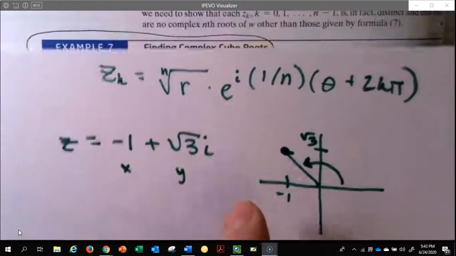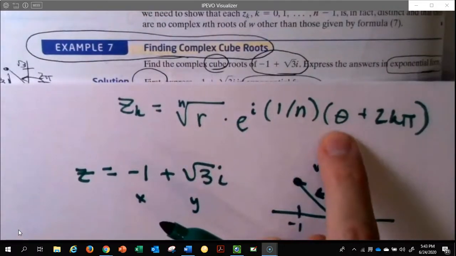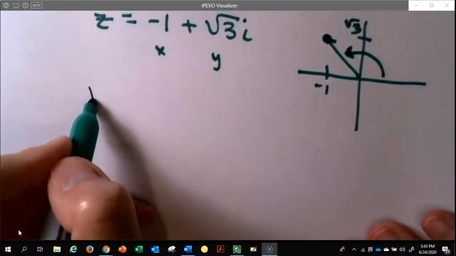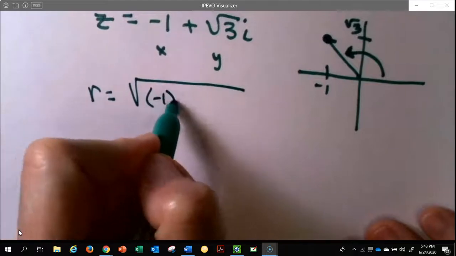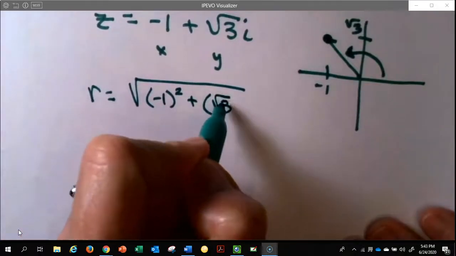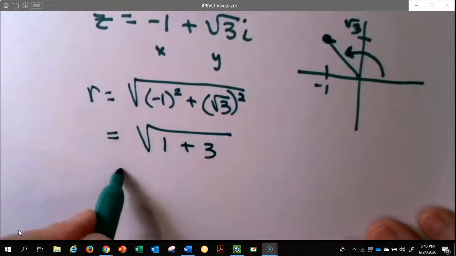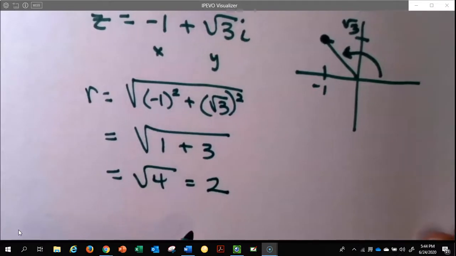So at this point, we need to start filling in our pieces and parts. But we have our theta. It's in polar form, and we're currently in rectangular. So one more time, we get to think about our magnitude or modulus as being the square root of x squared plus y squared. And we get our 1 plus our 3, square root of 4. Oh, this is nice. We get a modulus of 2.